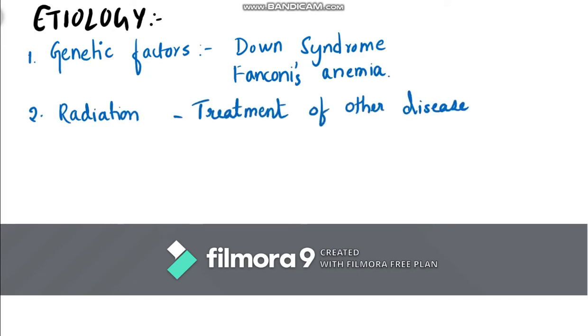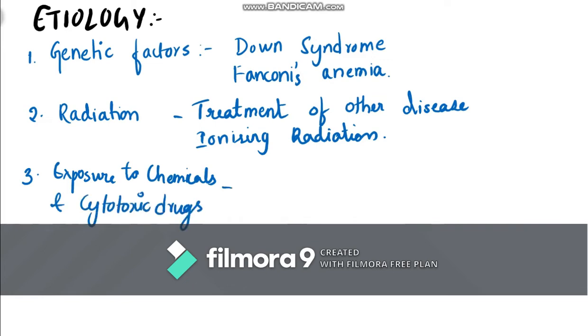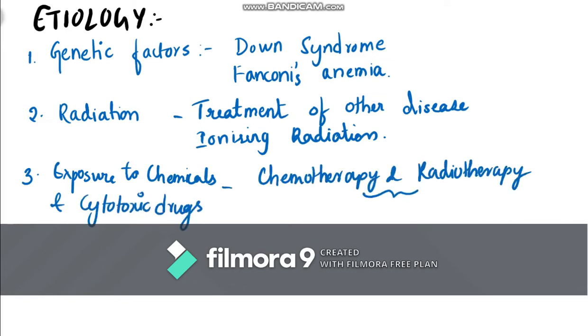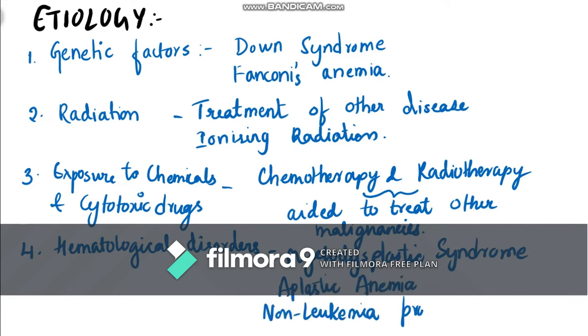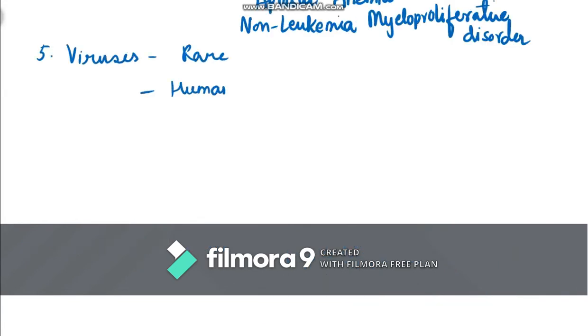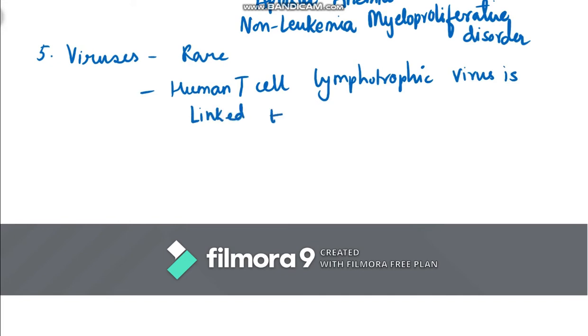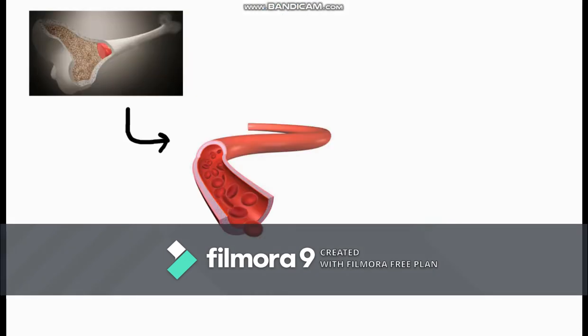Next is radiation, treatment of other diseases, other malignancies, as well as ionizing radiations through CT scans and X-rays, that can be the cause. Next is exposure to chemicals and cytotoxic drugs. Cytotoxic drugs could be chemotherapy for any other malignancy treatment. And hematological disorders, myelodysplastic syndrome and aplastic anemia. Next, this is a very rare thing, but viruses are also included as a cause for leukemia, especially the human T-cell lymphotrophic virus. So now let's go to the pathophysiology.